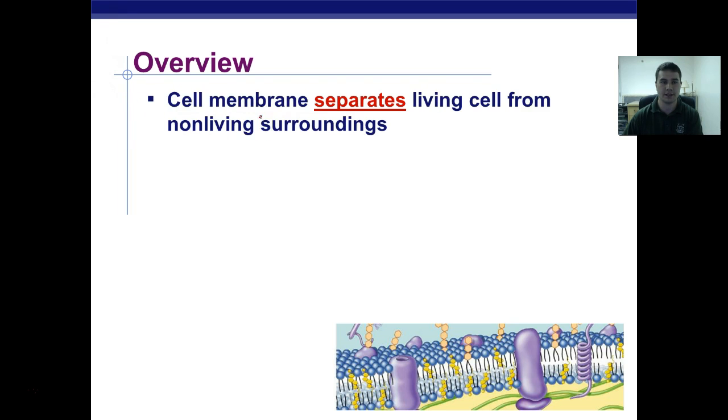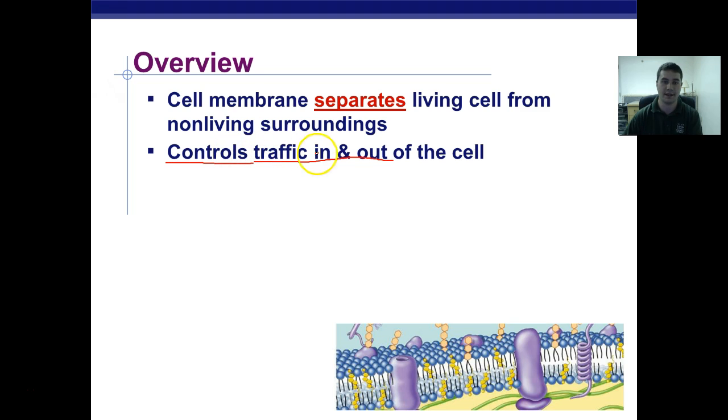Now, the cell membrane has a few components. Firstly, the cell membrane separates living cells from non-living cells. They are the barrier that delineates between something that's alive and something that isn't. So it controls traffic inside and outside of a cell. This is very important, especially since it's doing the controlling of the traffic that goes in and out.